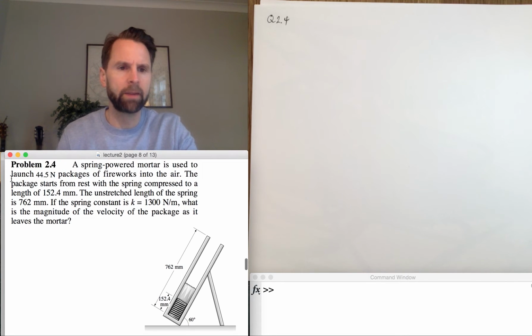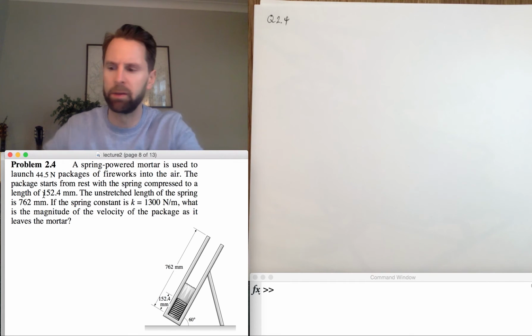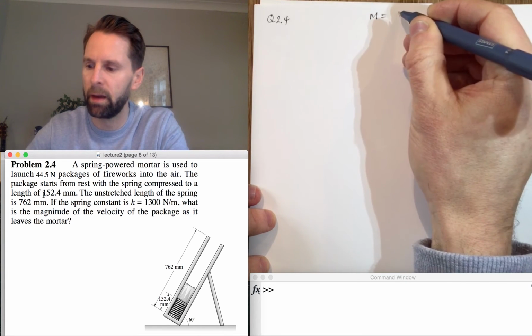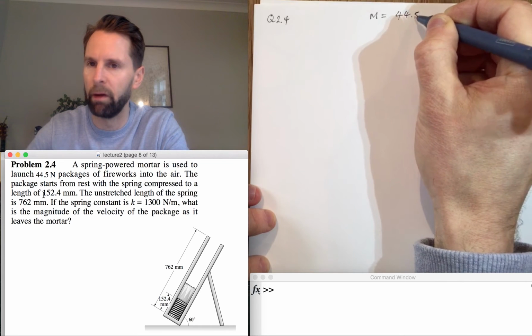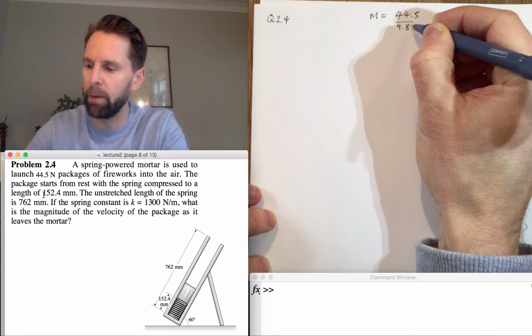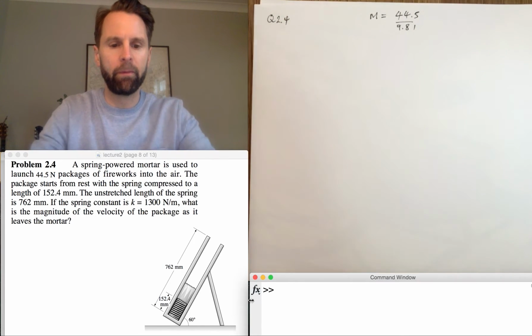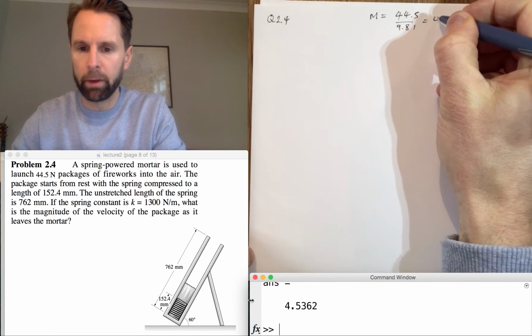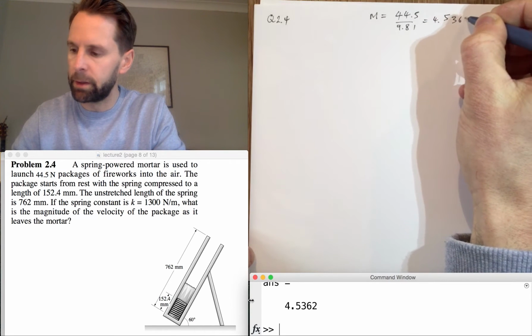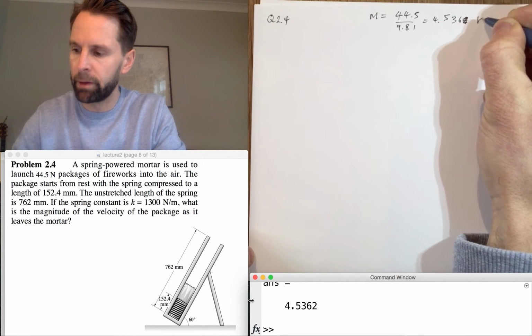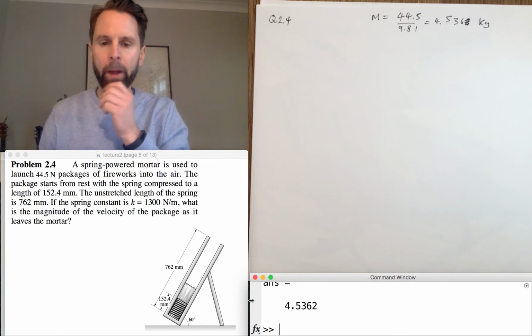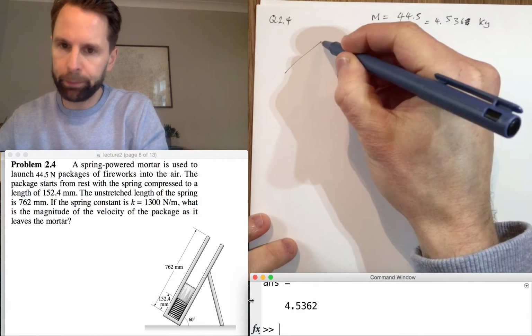It tells us that the packages have a weight of 44.5 newtons, so just to start with, let's write down what the mass of the packages are. That's 44.5 divided by 9.81. 44.5 over 9.81 is 4.5362, which to 4 significant figures is 4.536 kilograms.